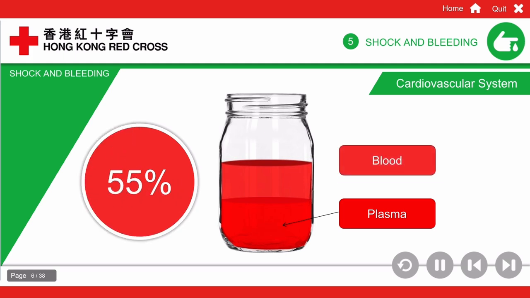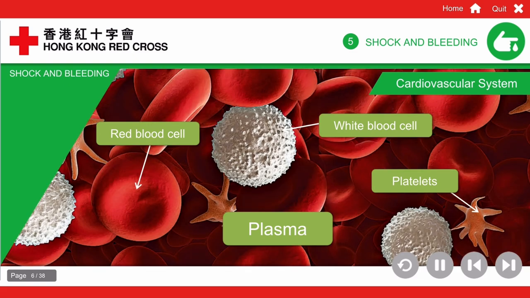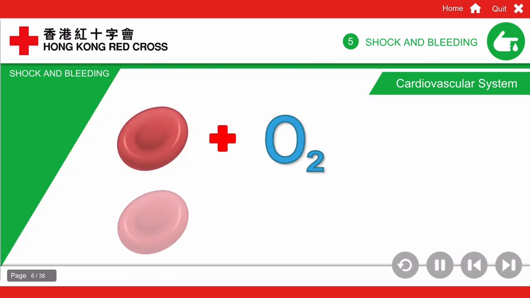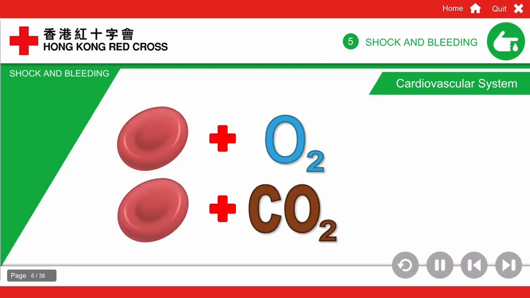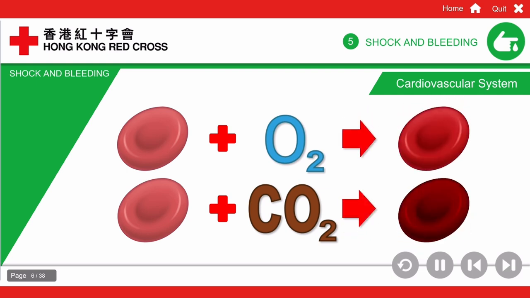Plasma is the fluid part amounting to 55% of blood volume and holds the red blood cells, white blood cells and platelets in suspension. Red blood cells contain hemoglobin, which carries oxygen and some carbon dioxide. Hemoglobin is in fresh red color when combined with oxygen and becomes dull red when combined with carbon dioxide.